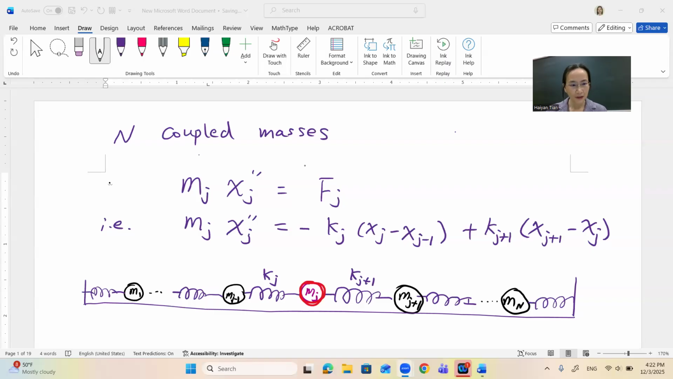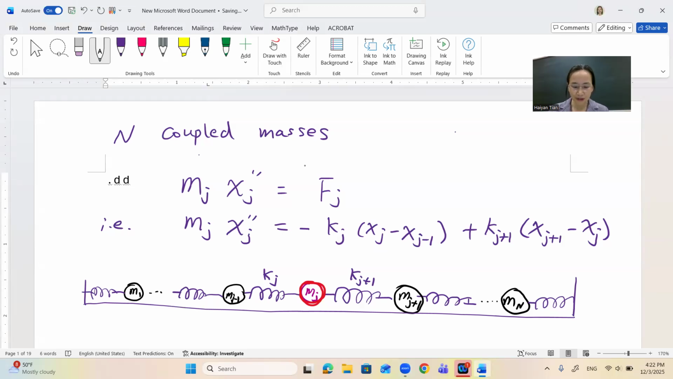Here in the figure, we see a system of n bodies. And these n bodies have masses m1, m2, up to mn, respectively. That means their masses can be different. And they are aligned in a straight line and connected by springs.